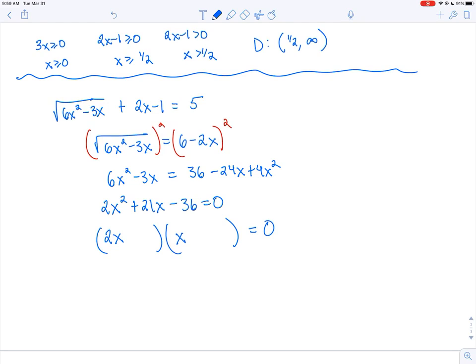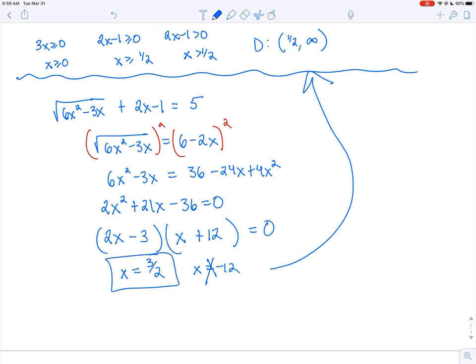With this one, if we're thinking about our factors of 36 that work, I think when I did this out, 3 and 12 are our numbers, so it's going to be 2x minus 3 and x plus 12. You can quickly in your head FOIL that back to see that it works out. And again, if you're not good at guess and check, no problem, just split the middle term. Using our zero product property, we get x equals 3/2, x equals negative 12. This is where you need to be careful. You need to go back and think about what our domain was. So the negative 12 is not in our domain. We get x equals 3/2.